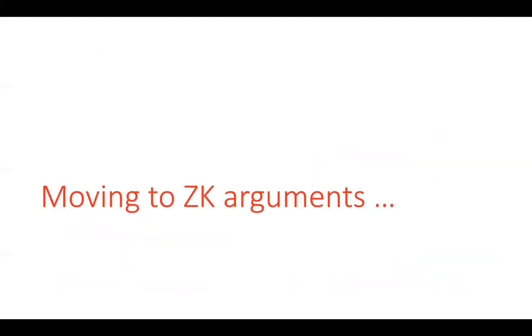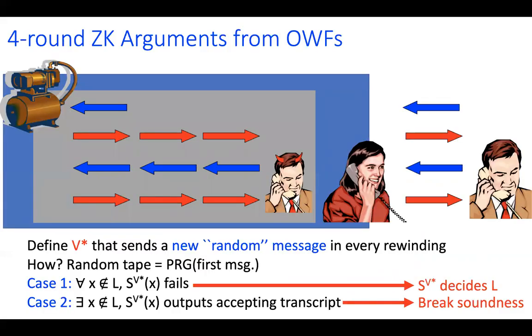Now let's move to zero knowledge arguments. So what happens when we consider 4-round zero knowledge arguments? Both the prover and the verifier have access to an oracle O. We're going to model this oracle O, you can think of it as a random oracle. Now let's walk through the same kind of idea for constructing a lower bound for zero knowledge arguments from one-way functions.